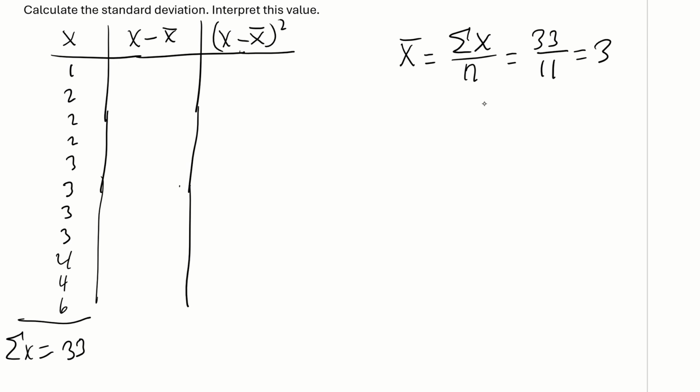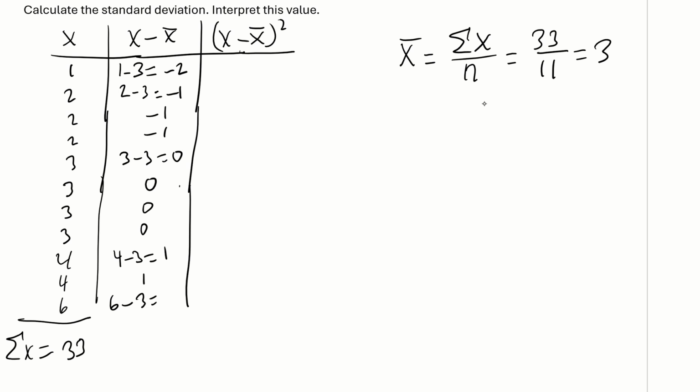So I got to do 1 minus 3. Oops, my pen is acting up here, sorry. 1 minus 3 equals negative 2. We got 2 minus 3 equals negative 1. We got 3 minus 3 equals 0. All right, we take the x value of 4 minus the mean of 3 is 1. And then 6 minus the mean of 3 is 3. Okay, and that gives us our second column.